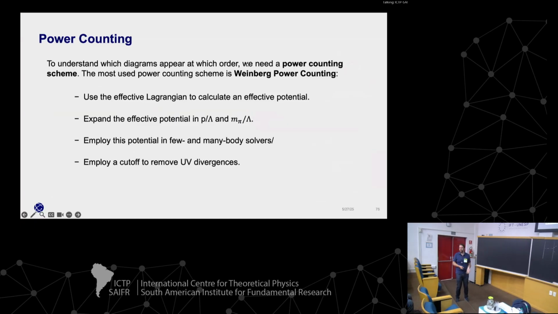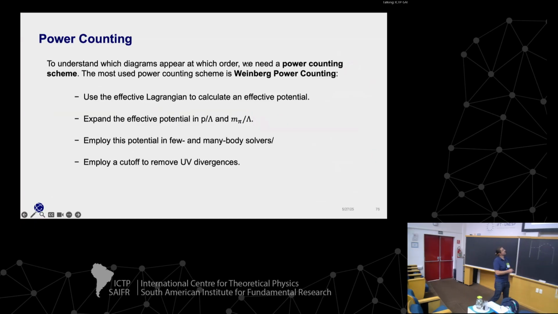Okay. So now I told you we need some systematic expansion. We need to somehow know which diagram appears where in our systematic expansion. And this is usually described by something called power counting. So there's a power counting scheme. And the most commonly used one is called Weinberg power counting, after Steven Weinberg.